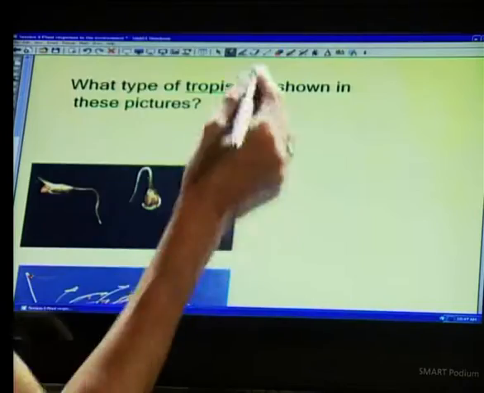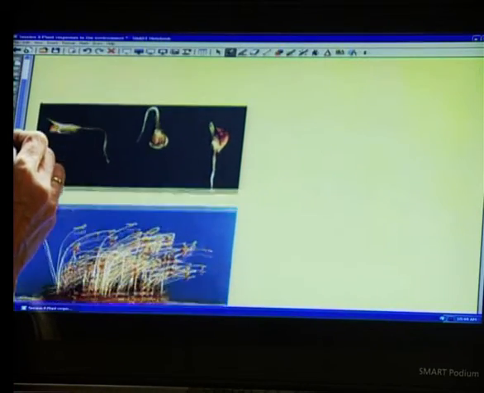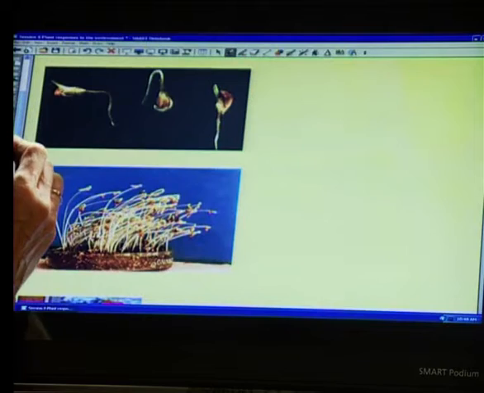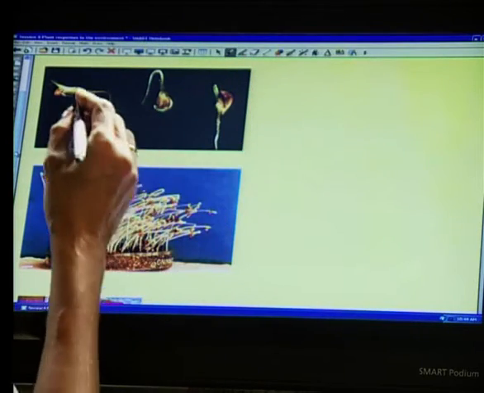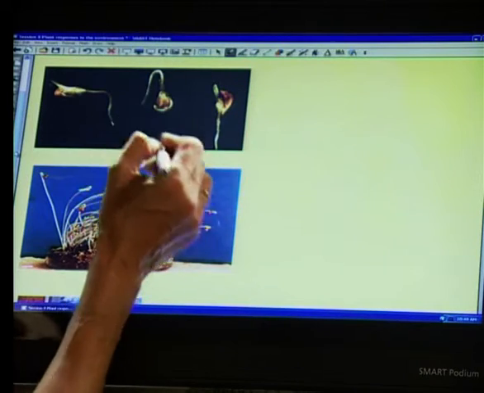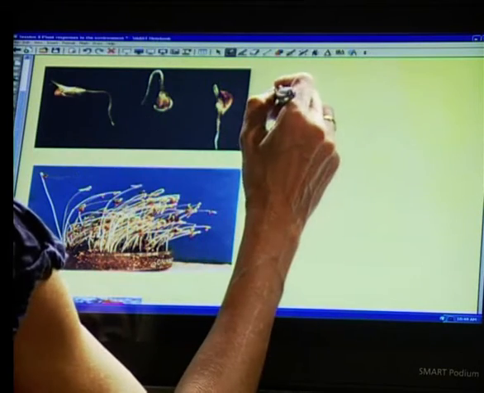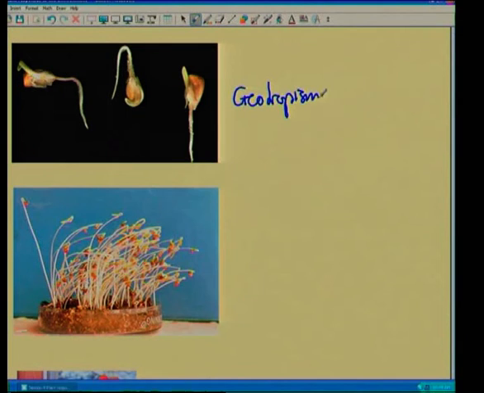All right, what type of tropism is shown in these pictures? Now let's see if you can look at this and tell me. Okay, what do we have here? If you look at this one here, what's happening? You've got the roots growing downwards, no matter how that little seed is placed. So this is going to be geotropism.